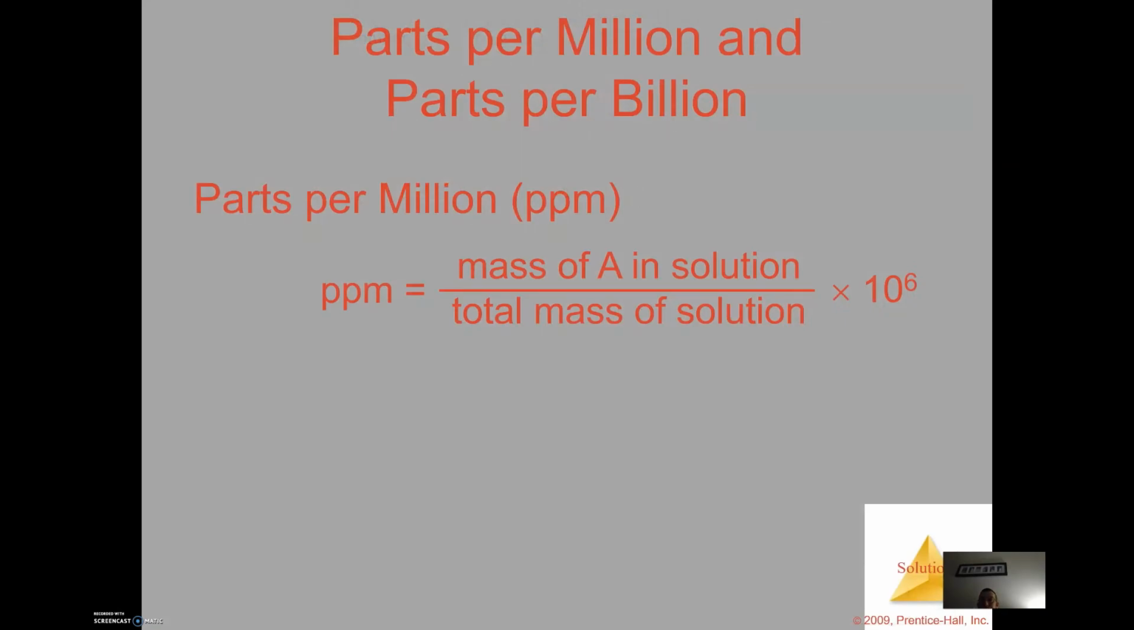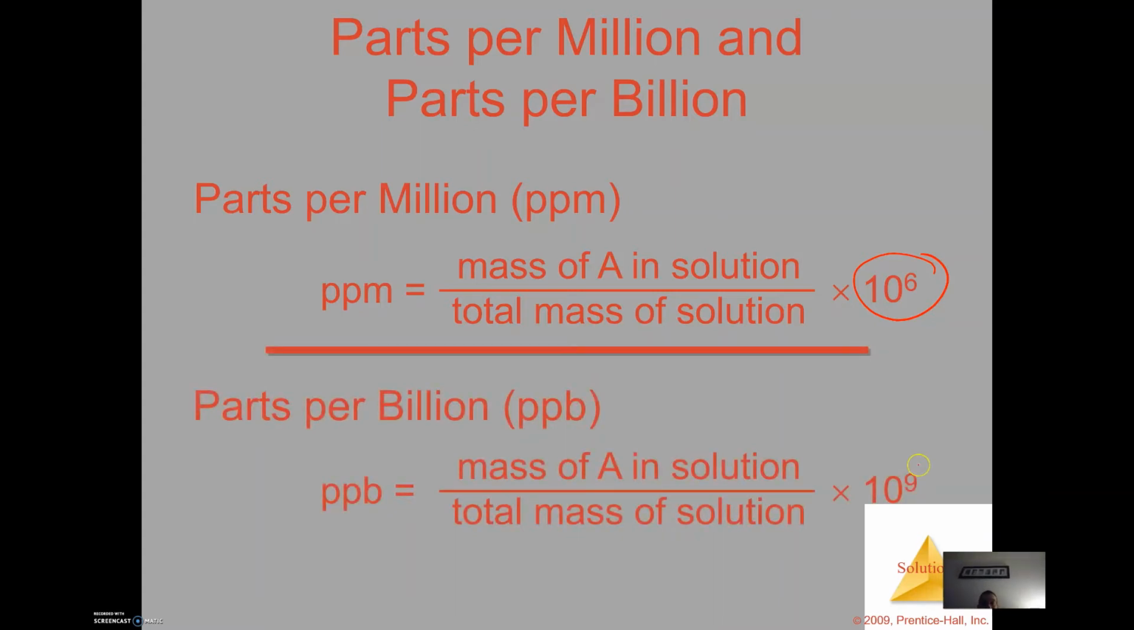So another unit of concentration is parts per million and parts per billion. These are based off of the mass percent. You can see how they're very similar, but the difference is when you're dealing with parts per million, you take the mass of A divided by total mass of solution times 10 to the 6th. If you were to deal with parts per billion, you'd multiply by 10 to the 9th, because 10 to the 9th is a billion and 10 to the 6th is a million.